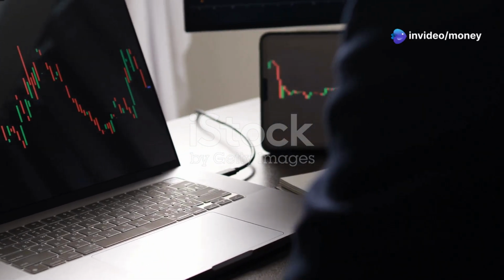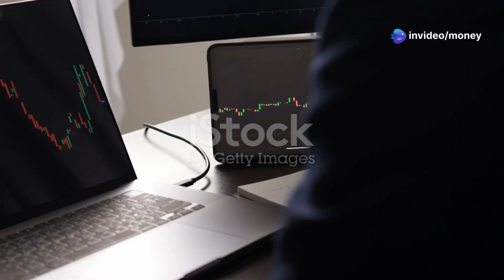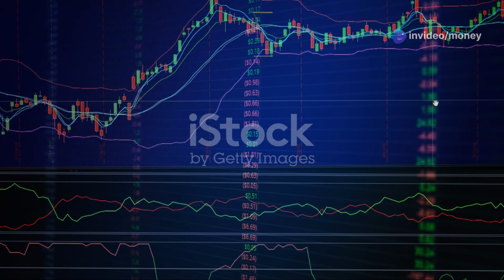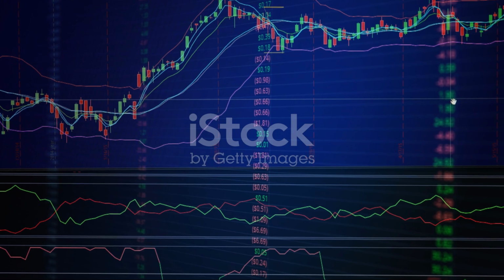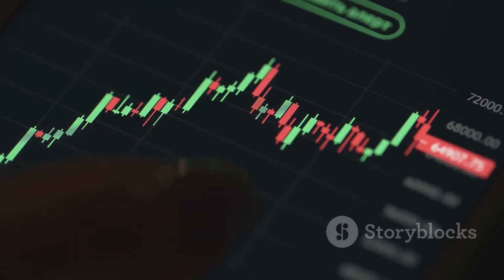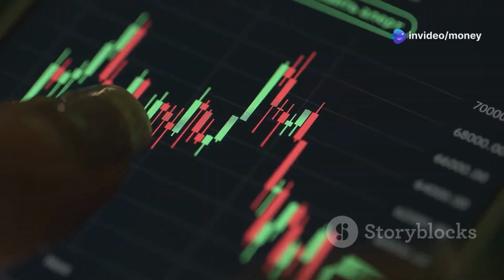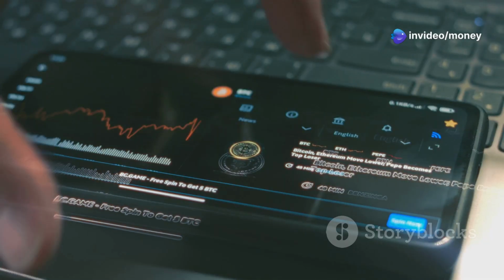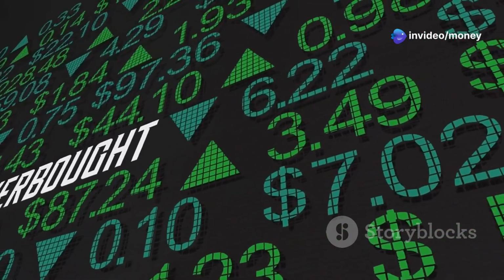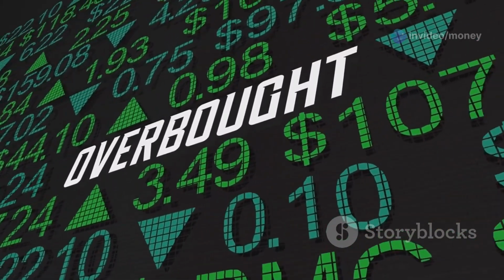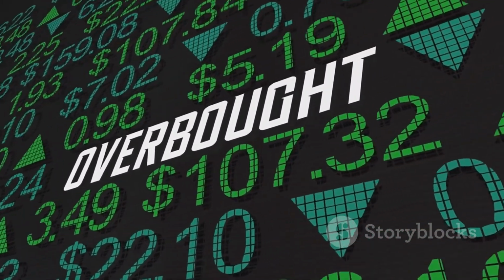First up, we have the Relative Strength Index, or RSI for short. This is a momentum oscillator that lives on a scale of 0 to 100. Now don't let the fancy name intimidate you. The RSI is actually pretty straightforward. Think of it like a thermometer for the market. When the RSI is above 70, it typically indicates that the market is getting a little too hot, potentially overbought.